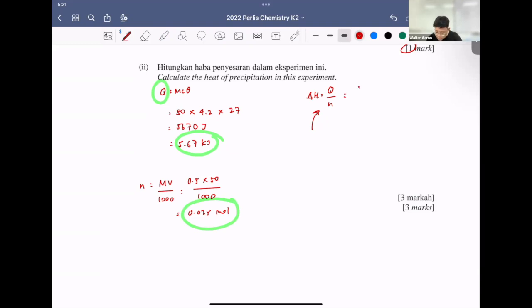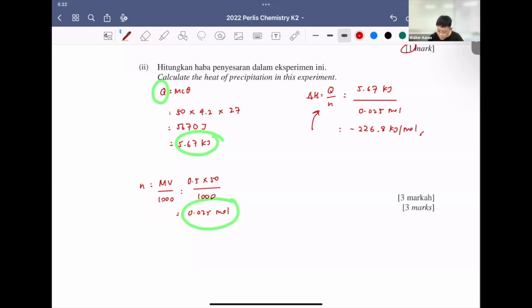So our Q will be 5.67 kilojoules, and that is divided by number of mole, which is 0.025. Then finally, if you calculate properly, you'll be able to get minus 226.8 kilojoules per mole. However, be very careful.